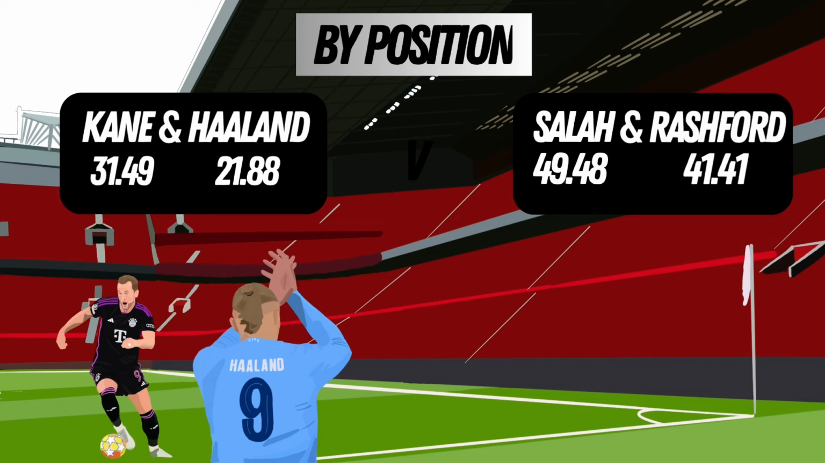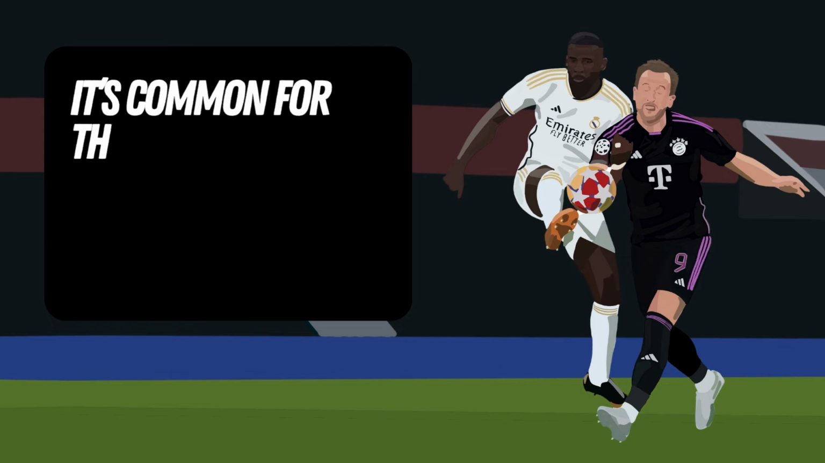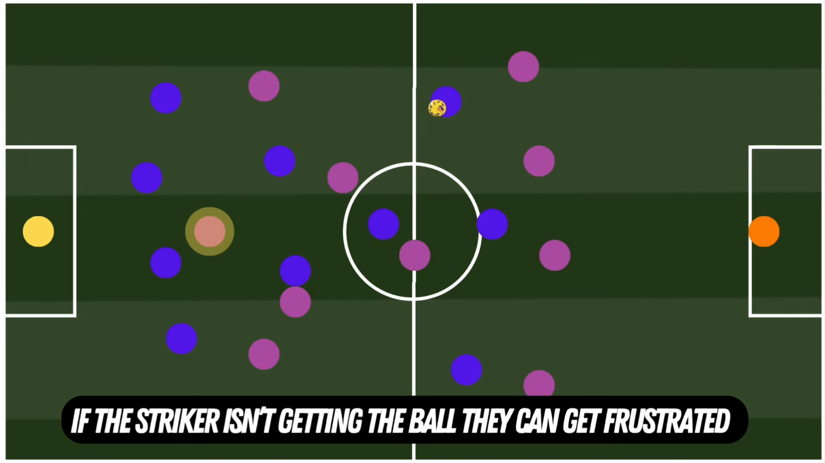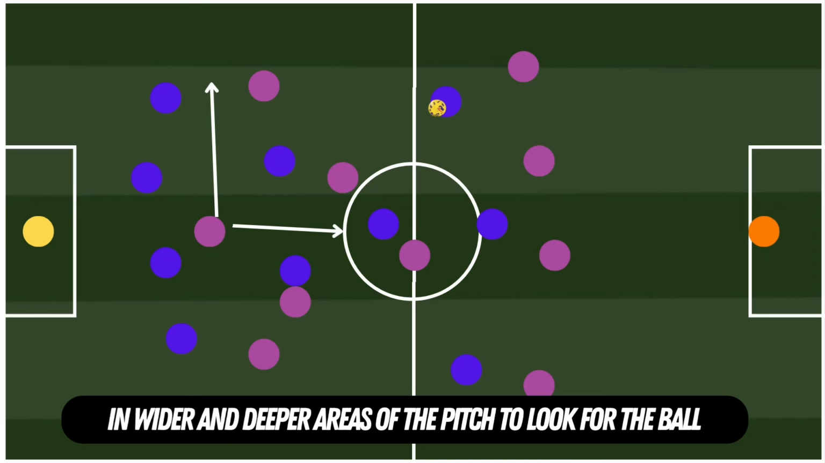If we compare them by position to wingers such as Salah and Rashford, you can see that strikers get much less chances and much less touches on the ball. So it's common for the striker to not see the ball as much as other attacking positions like wingers, and because of that, the striker can get frustrated. And if they get frustrated, there's a chance they might start moving away from goal into positions to get onto the ball. That could be out wide or dropping short into the midfield to get more touches and feel like they're more involved in the game.